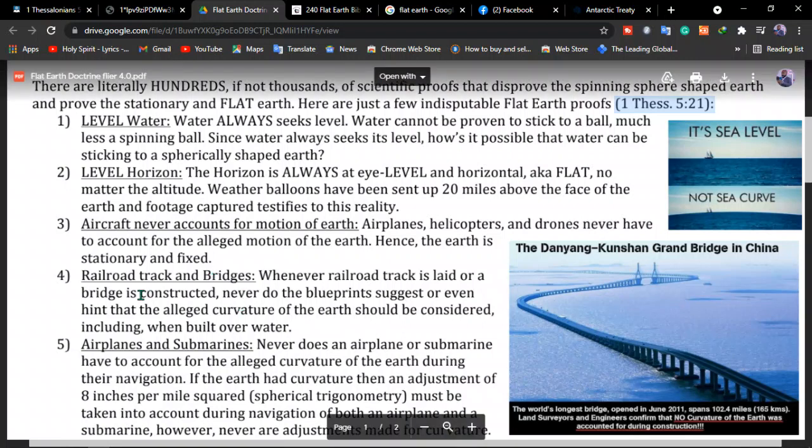Let's talk about railroads. Sorry. Railroad track and bridges.